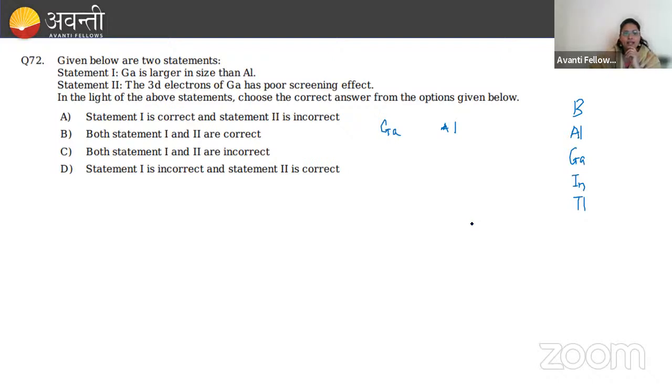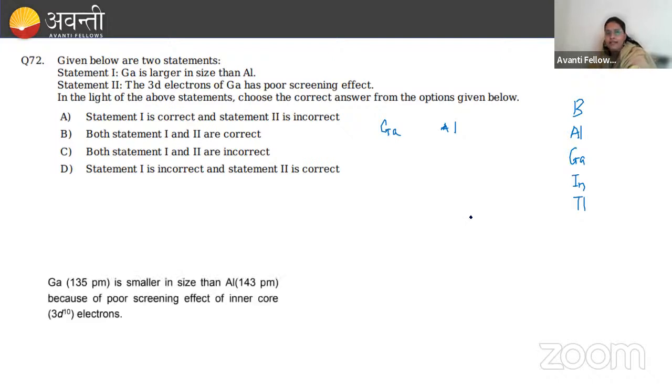किसका size ज्यादा है? Gallium का larger size है than aluminium या smaller है? So let's see. Gallium is having a size of 135 picometer, which is smaller as compared to aluminum. And why is it having a smaller size? Because of the poor screening effect of inner core electrons. So what will be our answer? Which statement is correct and which is not? First statement is incorrect, but the second statement is correct. Okay, any doubt in this?